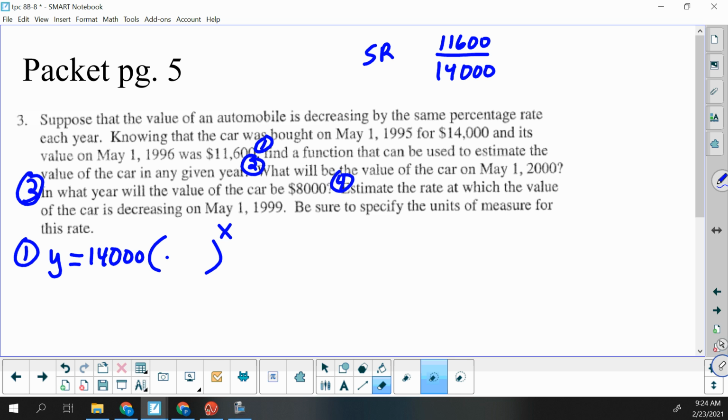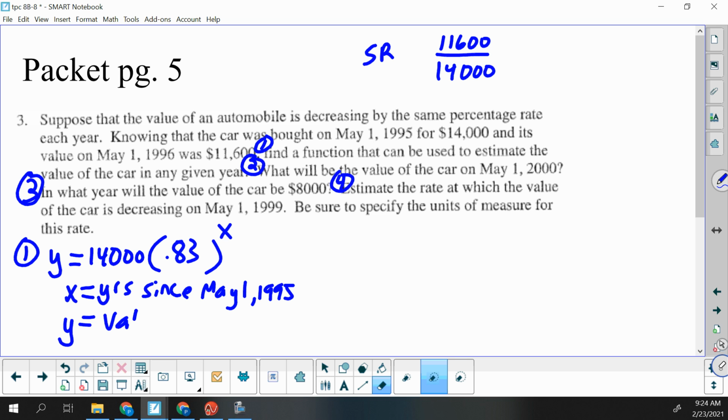So we should be getting 0.83 for that. Right with our equation, we should tell what x and y represent. Well, we started out May 1st, 1995. So x is the years since May 1st, 1995. They're just not starting at January 1st in this one. And y was the value in dollars. So that's our first question.